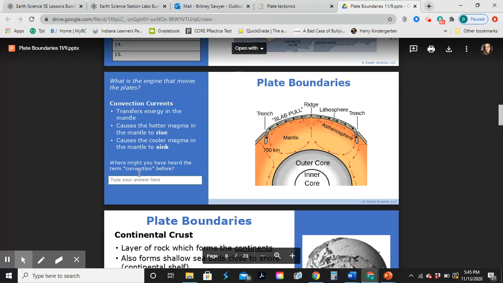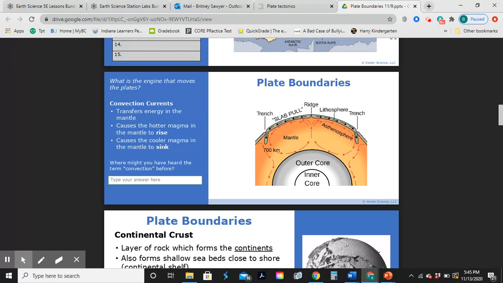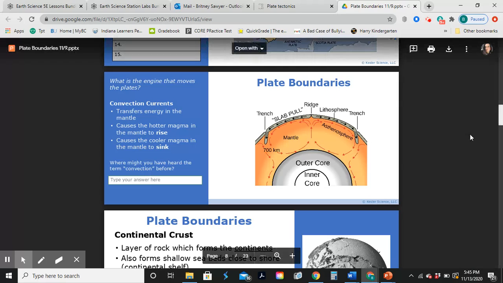Right here, I want you to tell me if you ever heard of convection before. And if you hadn't, go ahead and just write, I hadn't heard of this term before. Such as, there's convection ovens.